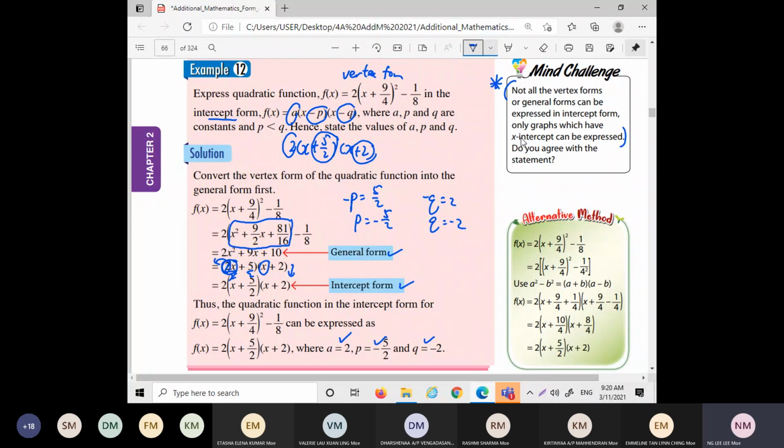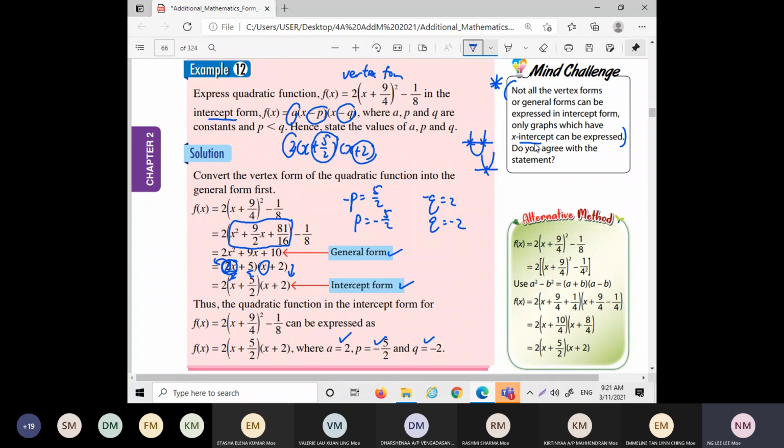If got no x-intercept, actually they can't do factorization. They can't do factorization, then they cannot express in intercept form. So this one means like that, only this type of graph, or maybe this also can. One point, they still have an x-intercept, means the P and the Q are the same maybe.